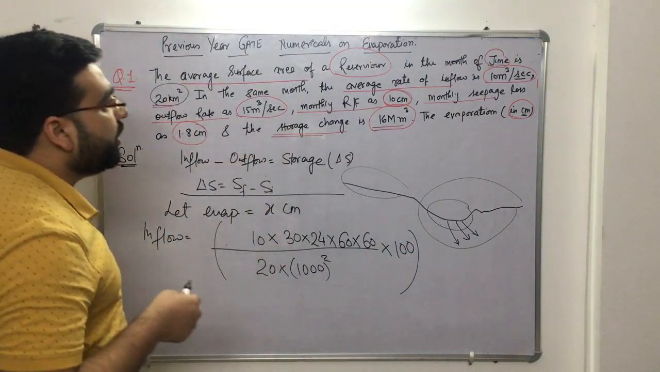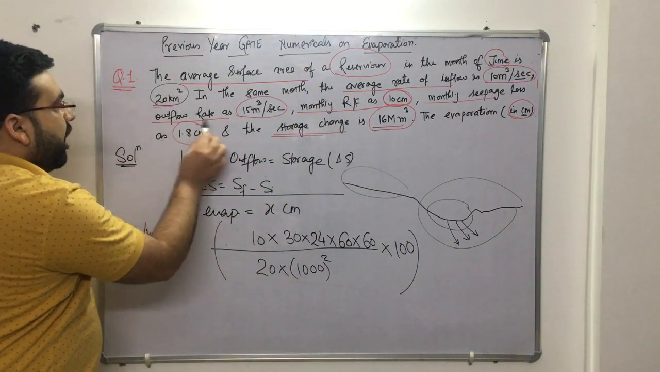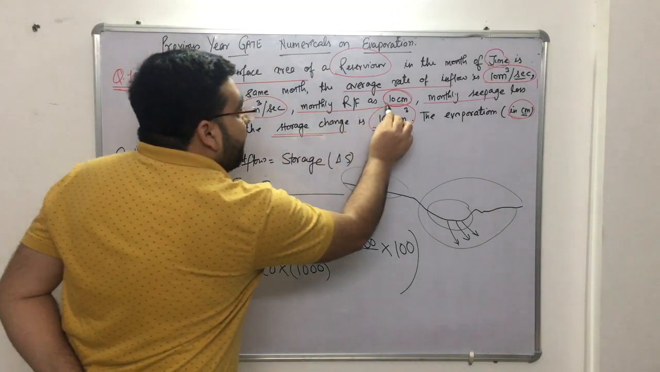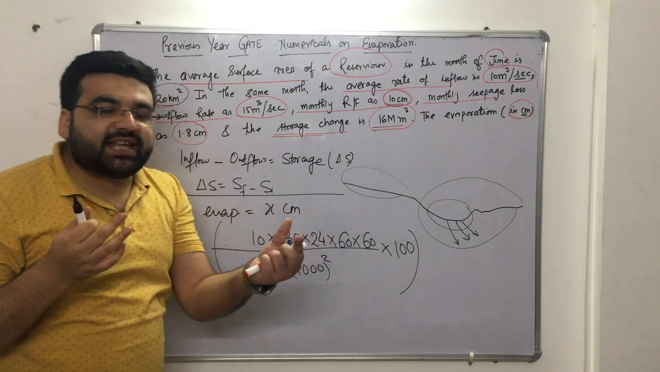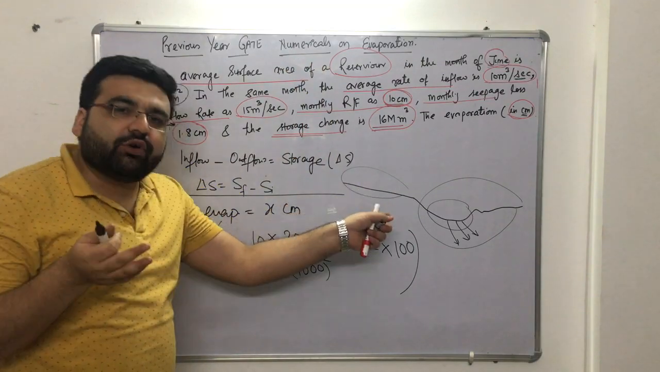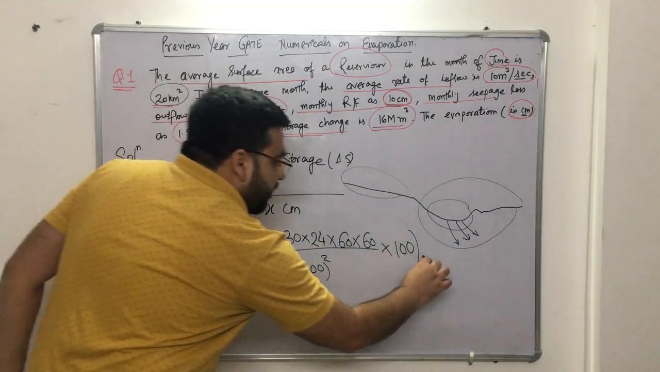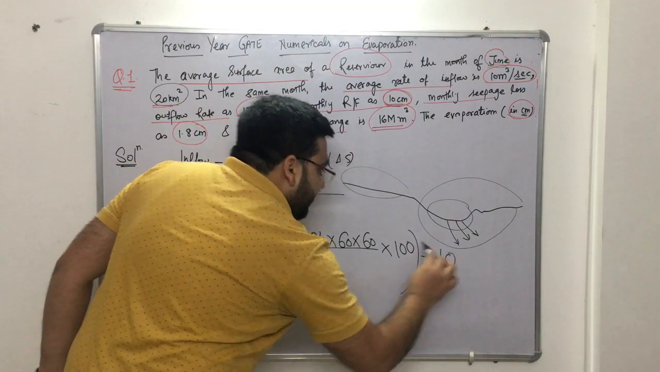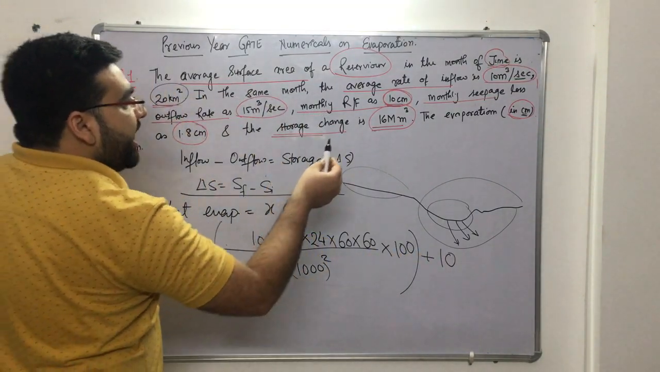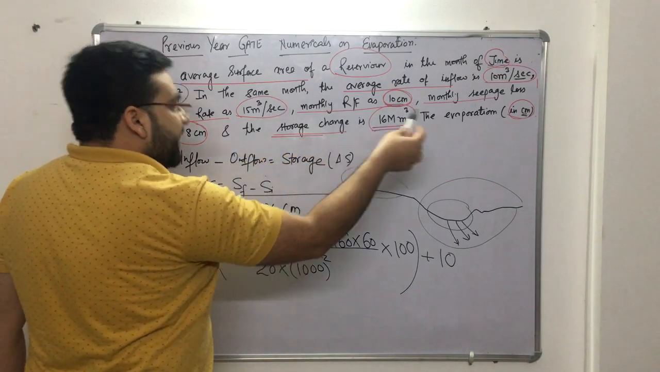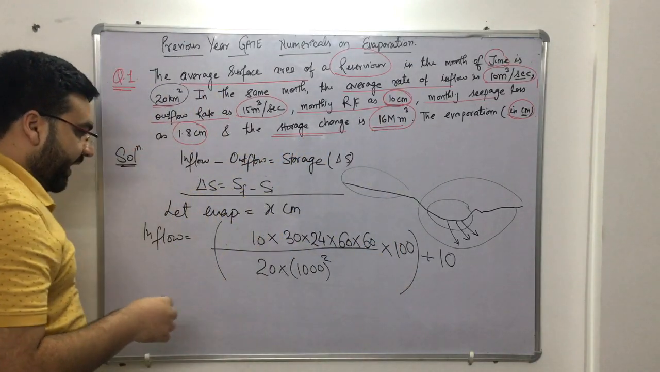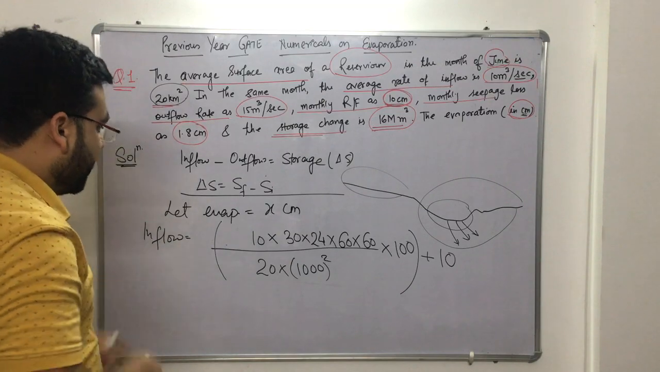How much is the inflow? The 10 meter cube per second. Outflow is this, and monthly rainfall is 10 centimeter. So this is my common sense. If precipitation is happening, that will contribute to the inflow, not outflow. So plus 10 also, 10 centimeters the rainfall. Is there any other inflow? Monthly seepage, that will be outflow. Storage change, that we will see. Right? Only these two, right? So how much is the answer? Let me calculate how much it is coming.